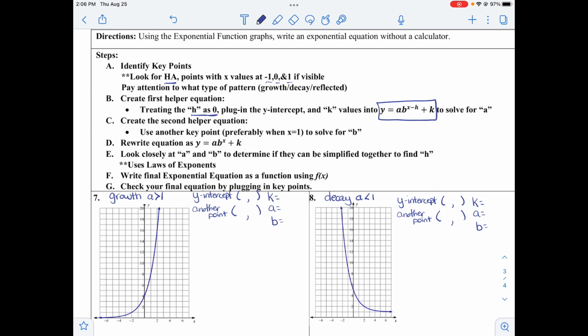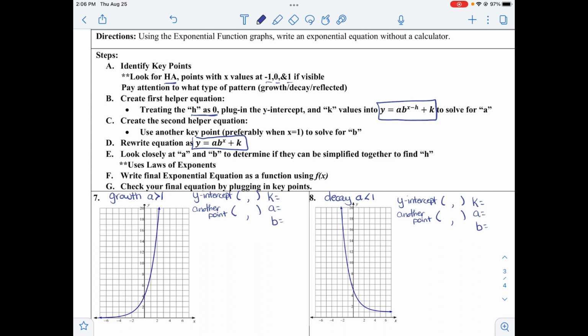So we're going to try to find the y-intercept for each of ours, the k, and then we're going to use that to make an equation to first solve for a. Once we solve for a, then we'll put it back in another equation, and we'll solve using our new a term, and we'll solve for b. Preferably, we like to use the other point when x is 1. And then we're going to rewrite our equation just in this form here without the h. And then we're going to look and see what type of relationships that a and b may have so that we can make it a little nicer and a little more detailed.